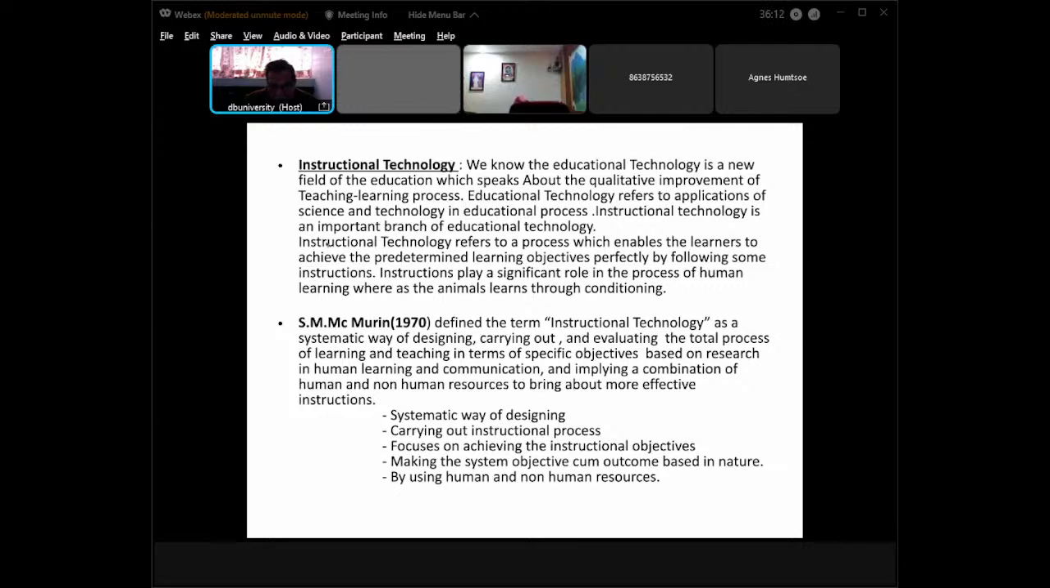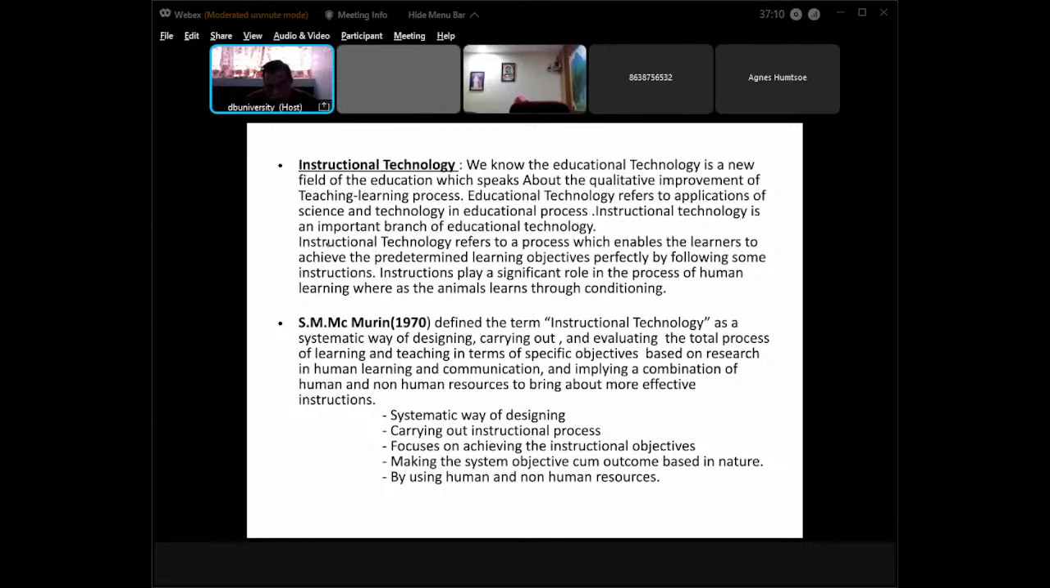Carrying out the instructional process. When the teaching learning process is running, it is to be carried out systematically, logically, in small steps, following the specific instructional objectives. We have to take care of the course objectives, the specific objectives, the learning objectives. And finally, we have to ensure that all the objectives have been learned by the students. That is the desired outcome we need at the end of the teaching learning process, by using human and non-human resources, by using hardware and software judiciously. Instructional technology speaks about it.